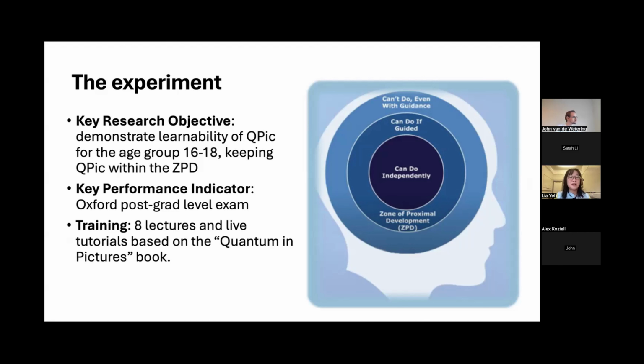So yeah, here's the textbook that was used for the course. It is the 2023 Quantum in Pictures textbook written by Bob Coecke and Stefano Gogioso. The Latin in the back is out of date, but this is what the textbook cover looks like, except for the Latin.